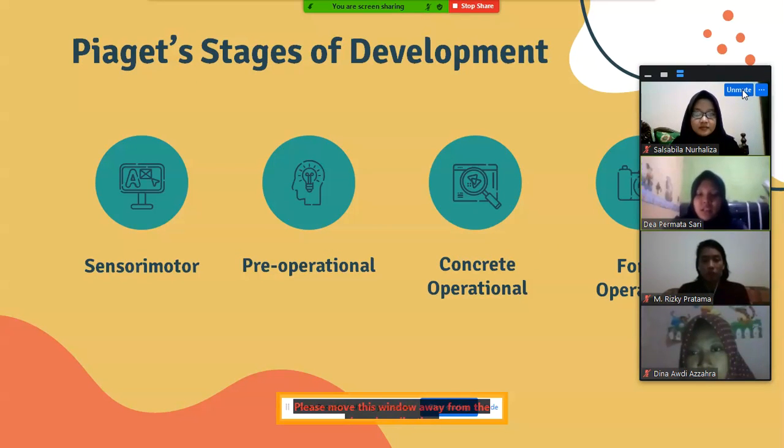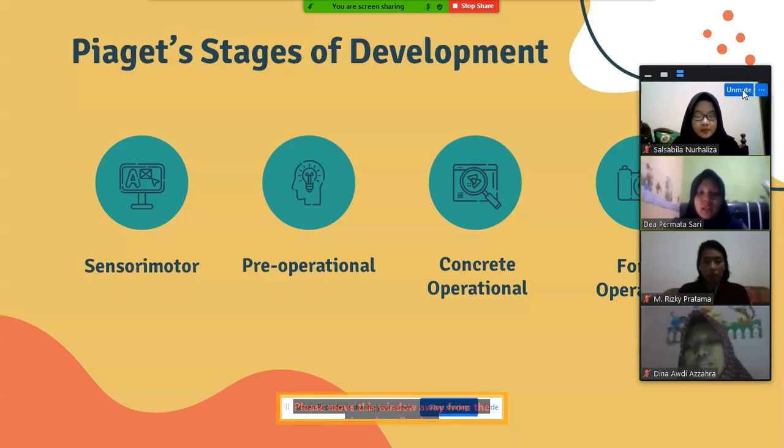Okay, so here are Piaget's stages of development. Piaget divided the development of children into four stages. He believed that all children pass through these stages in this order, and that no child can skip a stage, although different children pass through the stages at somewhat different rates.